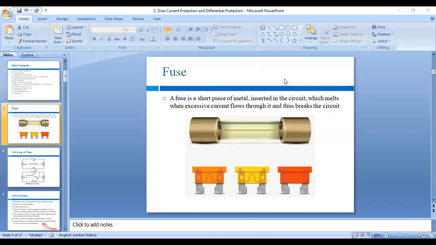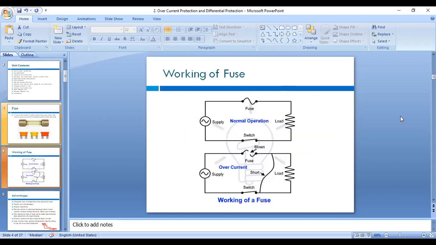In that we have seen the first part, that is the fuse. This fuse is simply a protective device. We simply use a wire or conductor, and when very high current flows through that, it melts and breaks the circuit. This is the function of a fuse. We saw the working of these fuses in the last lecture, right?